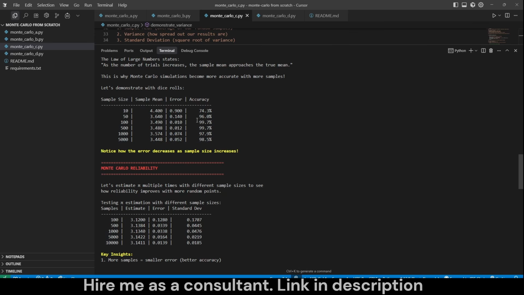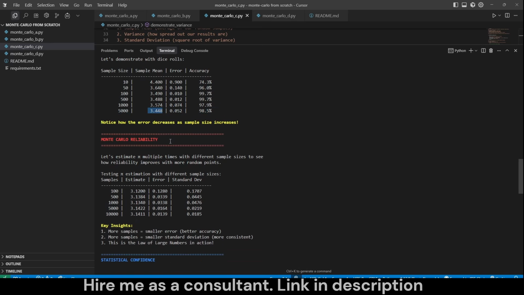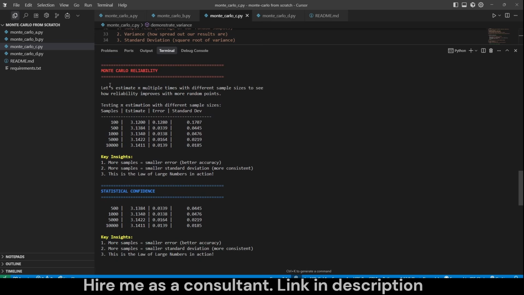As you can see, because of the random nature of it, with 100 and 500 dice rolls we actually got higher accuracy. The law of large numbers states that if you keep rolling higher and higher, your accuracy is going to improve. As we have seen in the first example, if you roll it 5 million times, you're going to get very close. So, Monte Carlo reliability: let's estimate pi multiple times with different sample sizes to see how reliability improves.